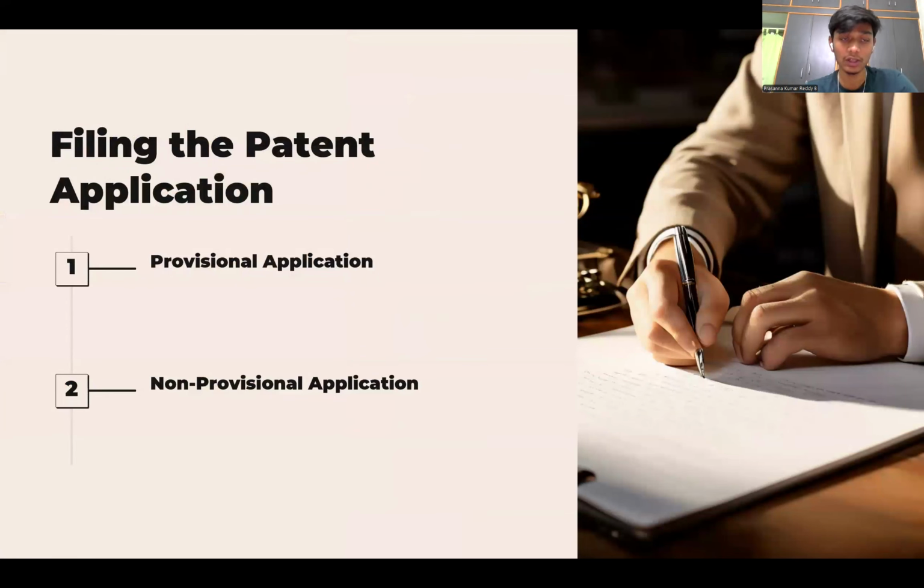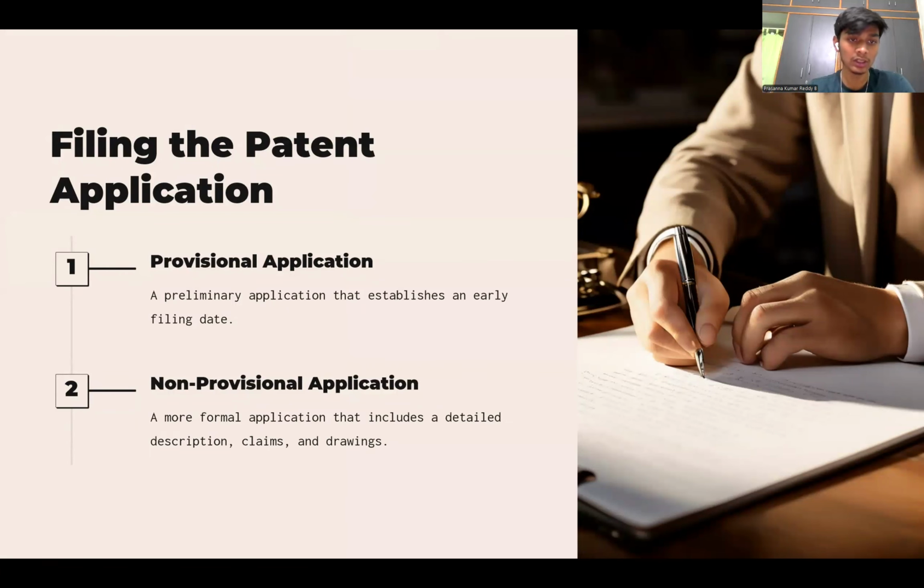And the filing of a patent application involves two main processes, that is provisional application and non-provisional application. A provisional application is a preliminary application that establishes an early filing date, and a non-provisional application is a more formal application that includes a detailed description, claims, and drawings.